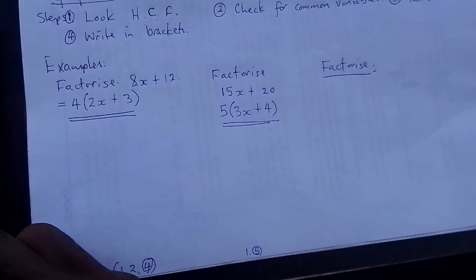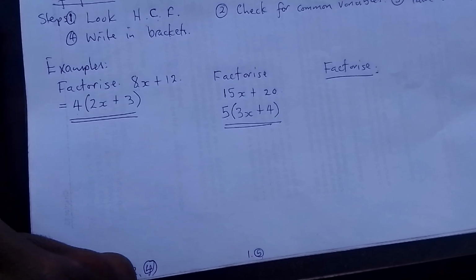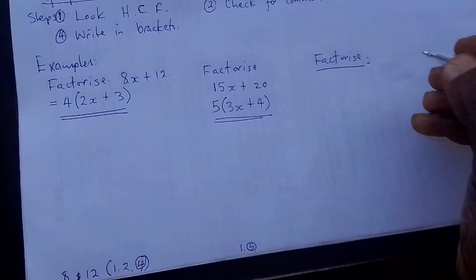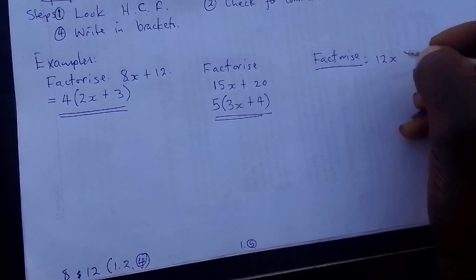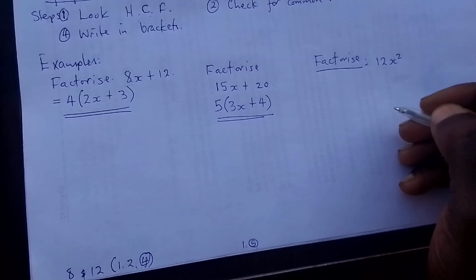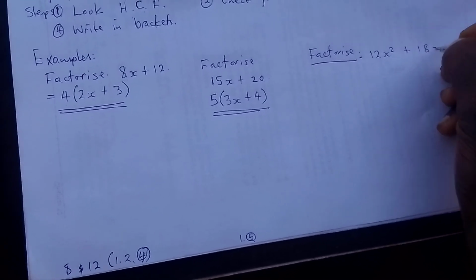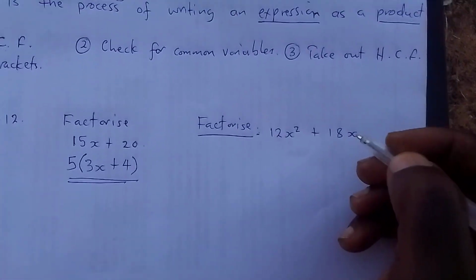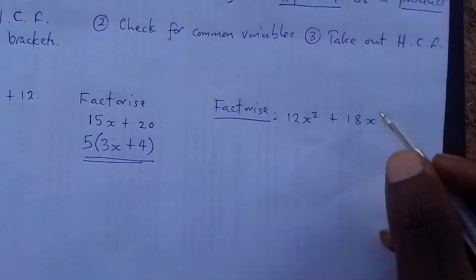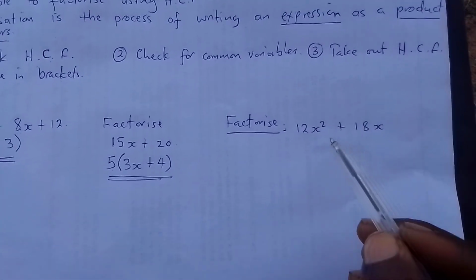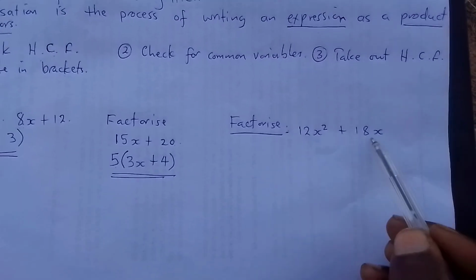Right. And our third and last exercise example, you're going to factorize 12x squared plus 18x. Right, saka kopa ako number yako iyi zvakanaka. 12x squared plus 18x.